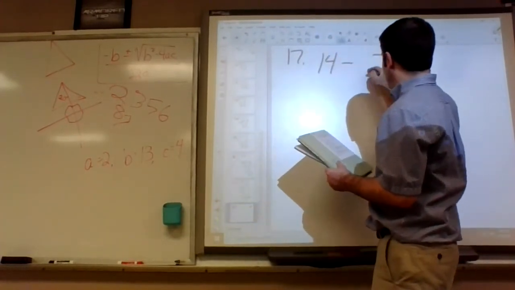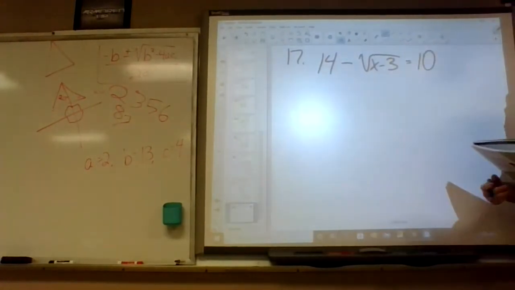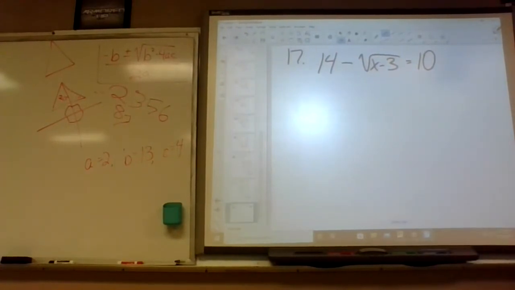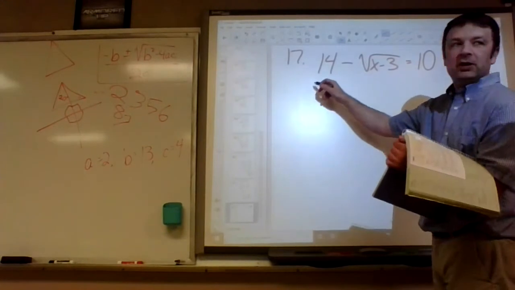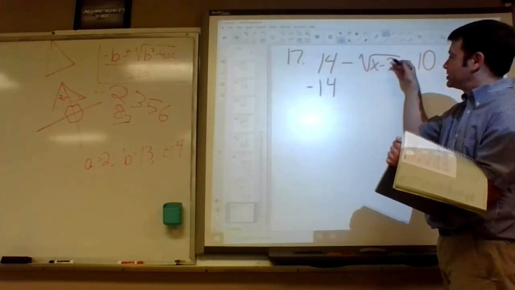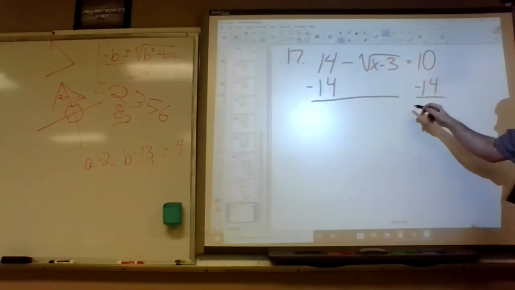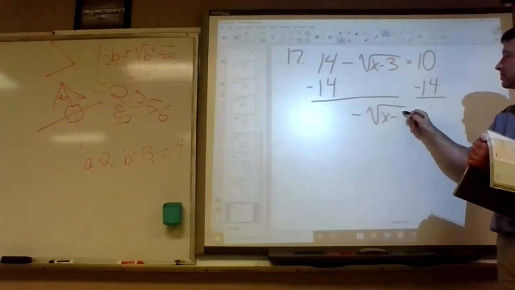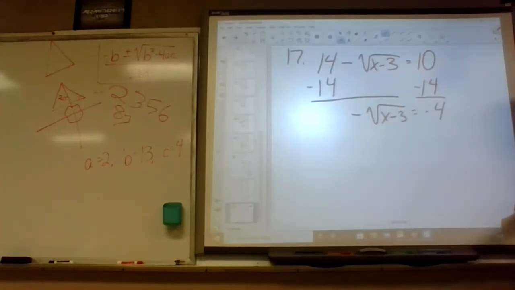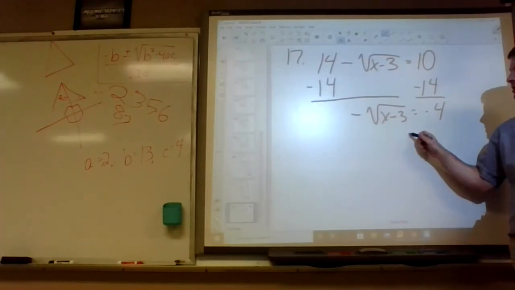14 minus the square root of x minus 3 equals 10. Emily, what do I do first? Minus 14. 14 is basically added, it's like 14 plus negative square root of x minus 3. So to get rid of positive 14, you take away 14. Negative 4, and then you divide by negative 1, or just switch the sign.